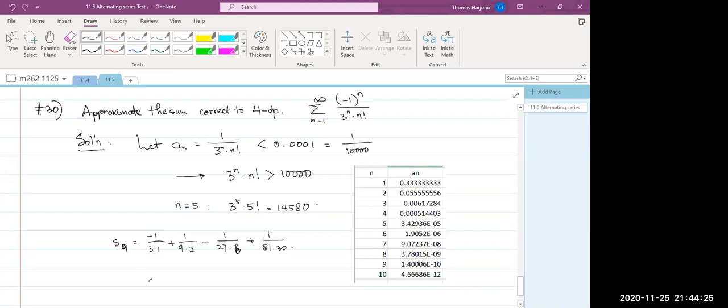Suggested homework from here. So 11.5 from number 3 to number 19, and then 23 to number 29, I think is good enough.